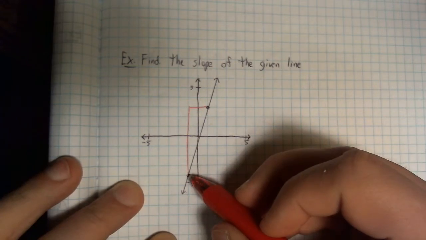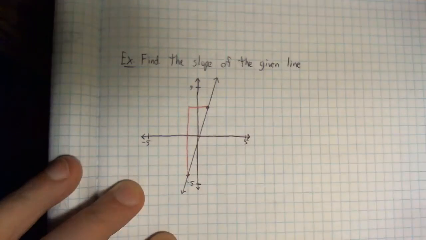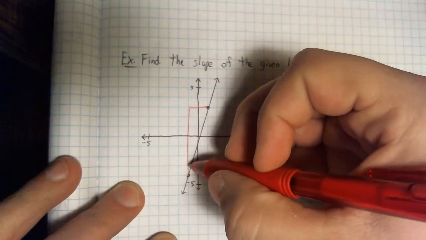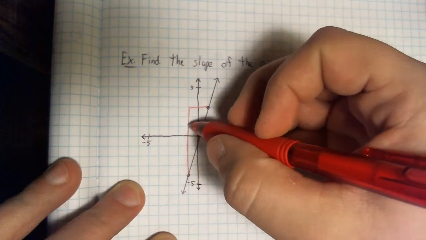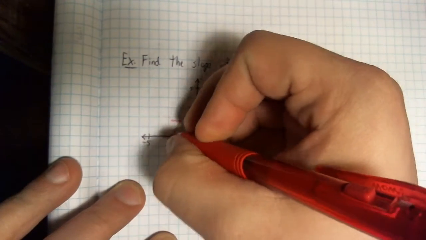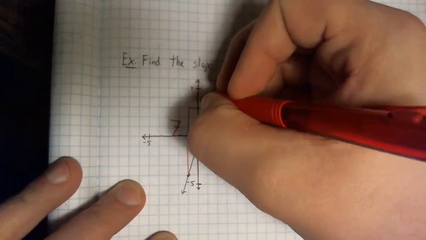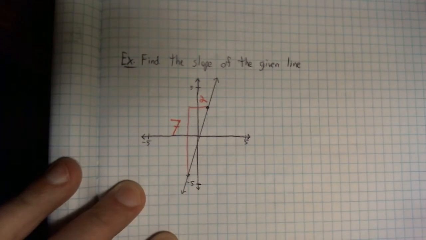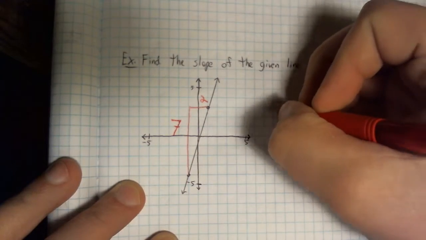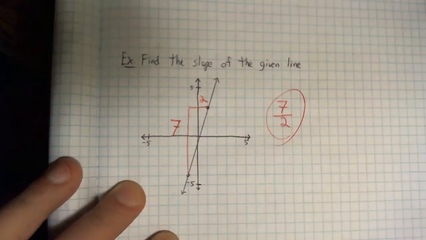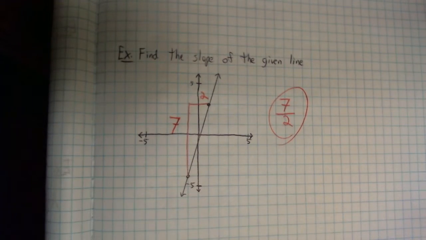Going from left to right, I'm going up. So that's positive. How much up am I going? 1, 2, 3, 4, 5, 6, 7. So I went positive 7, and I'm going positive 2 in the x direction. So the slope for this line is 7 over 2. That's as simple as these problems get, guys.